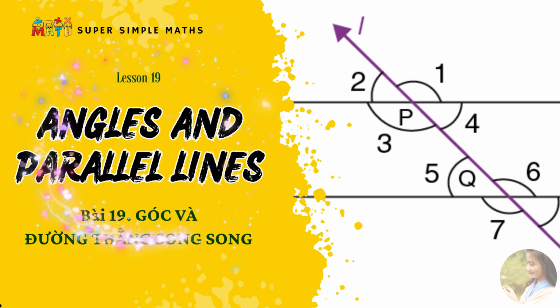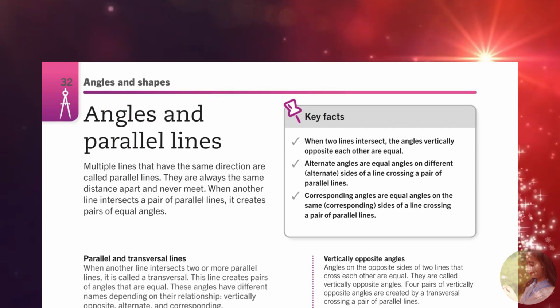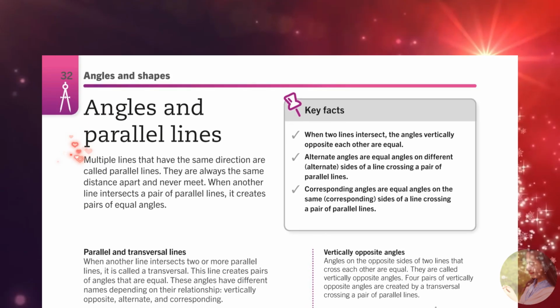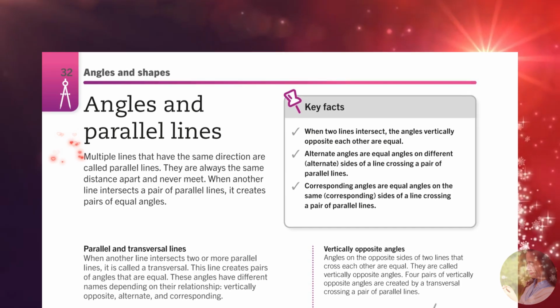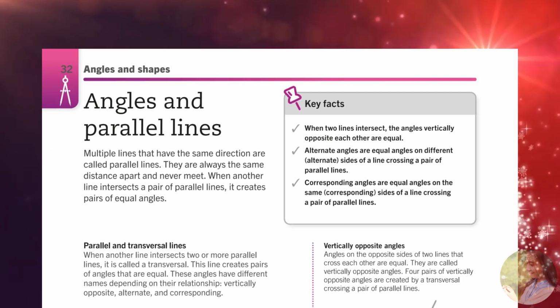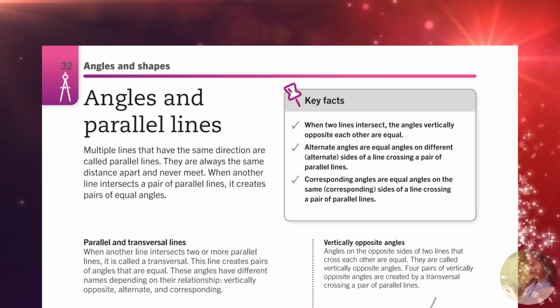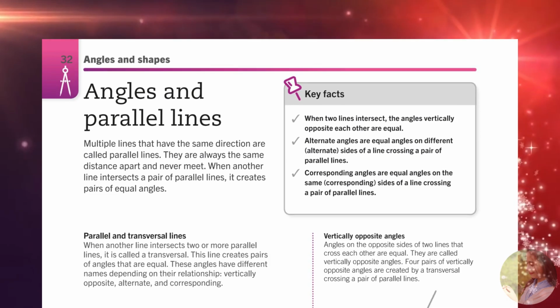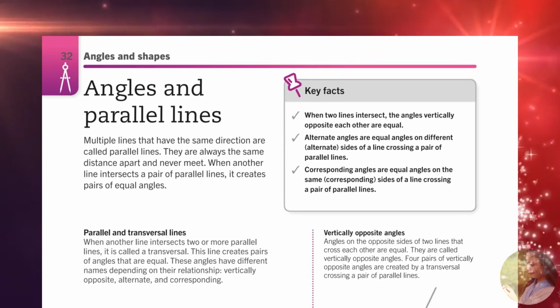Angles and parallel lines. Multiple lines that have the same direction are called parallel lines. They are always the same distance apart and never meet. When another line intersects a pair of parallel lines, it creates pairs of equal angles.